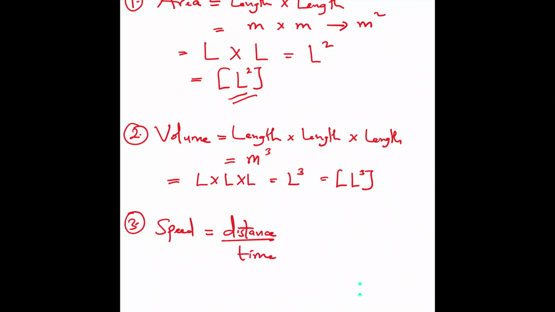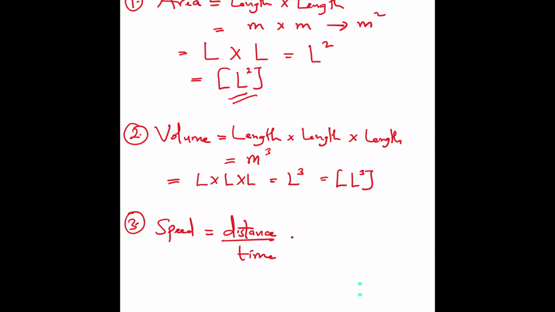Distance over time. So speed is a scalar quantity. Velocity is displacement over time. That's a vector quantity. So a scalar quantity has magnitude but no direction. A vector quantity has both magnitude and direction.